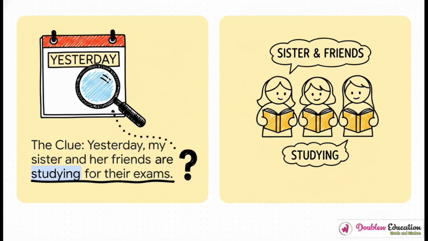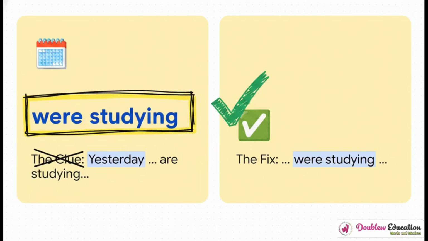Do you see a word that tells you what time period this is? Something in there just doesn't feel right, does it? Did you spot it? Of course you did. The huge clue is the word yesterday. Since this happened in the past, we can't use are. That's for now. We need the past tense helper. And since there are multiple friends, we use were. So the correct sentence is, my sister and her friends were studying.